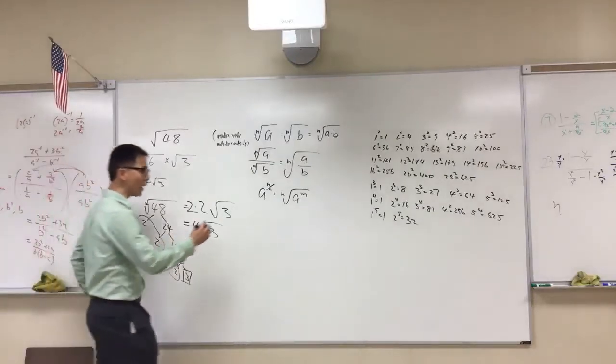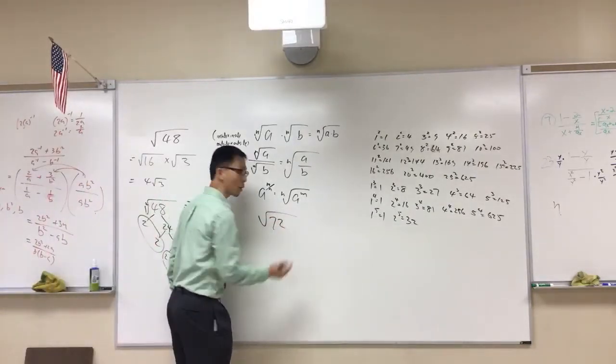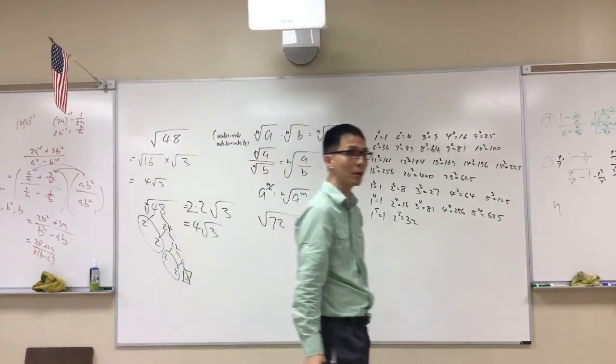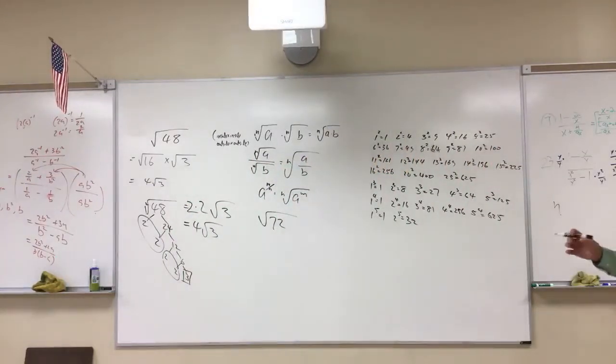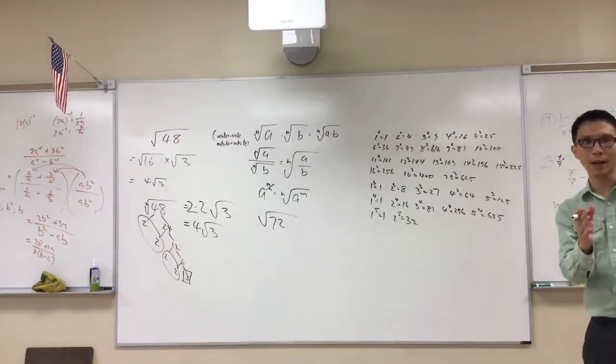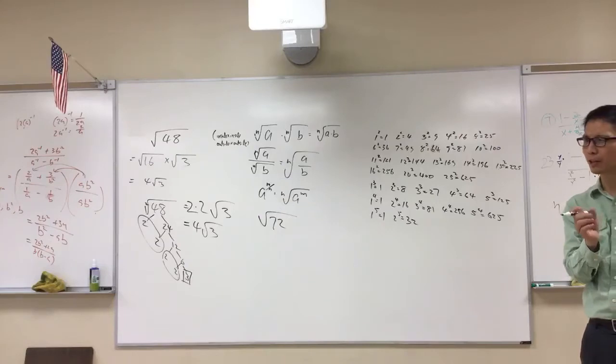I want you to simplify square root of 72. Can you tell me the simplification of square root of 72? Now, if you can do it the quick way, you should be able to tell me the answer right away. There are some people who cannot do it the quick way, so you can do it the slow way. I don't really care, as long as you get the answer. I don't mind.